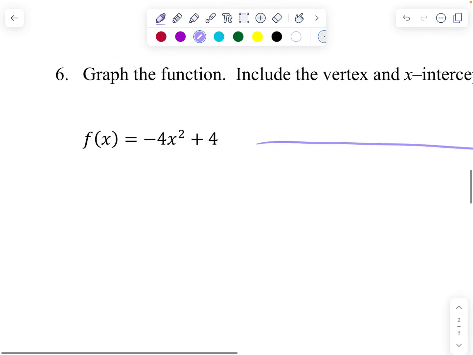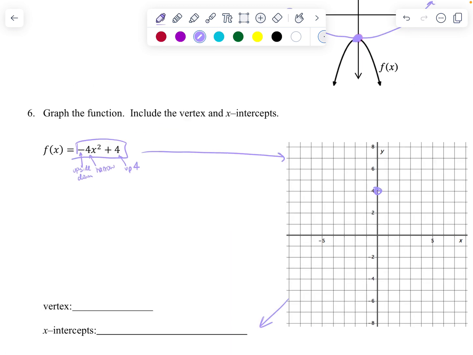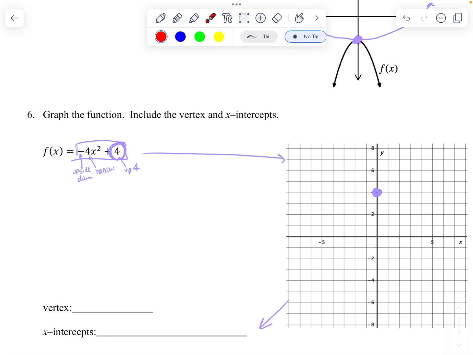You should be able to tell me something about this graph, that it's upside down. 4 would make it narrow. Remember, wide would be a fraction, and that it's gone up 4. So if I go up to 4 and I put a dot there, that's this number here. And then that negative 4x squared tells me I should move down 4 and out 1. So if I go down 1, 2, 3, 4, and out 1 in each direction, I get a nice pretty parabola, and then I can answer all the questions.